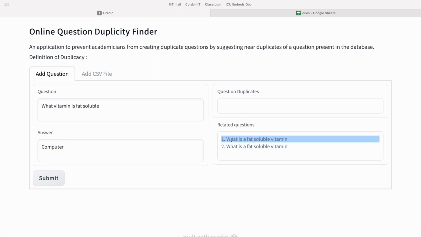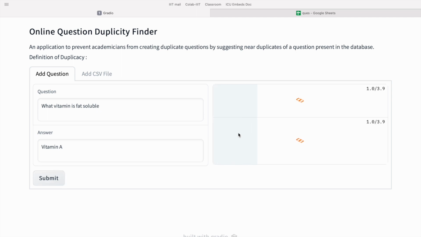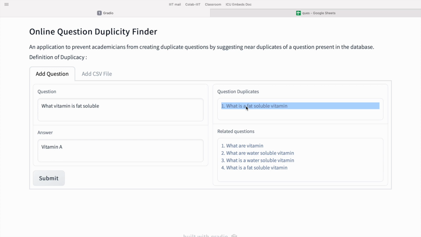So when somebody is cleaning the database, they might see them here and determine themselves if these should be classified as duplicates or not. However, let's say I answer with the correct answer. I say the correct answer is vitamin A. It now shows the question duplicate: what is a fat soluble vitamin? Because its answer would be similar to this one.